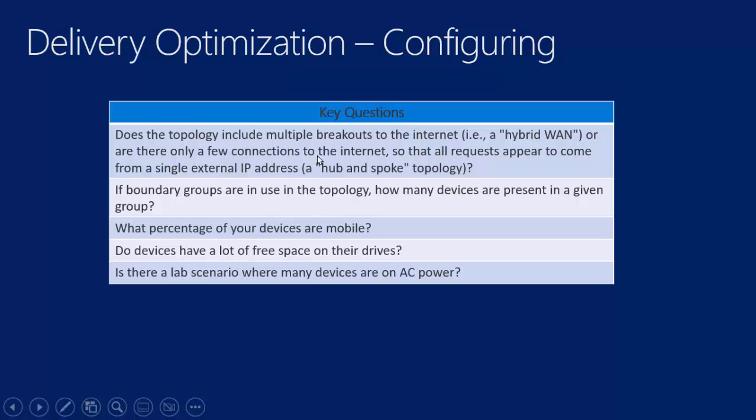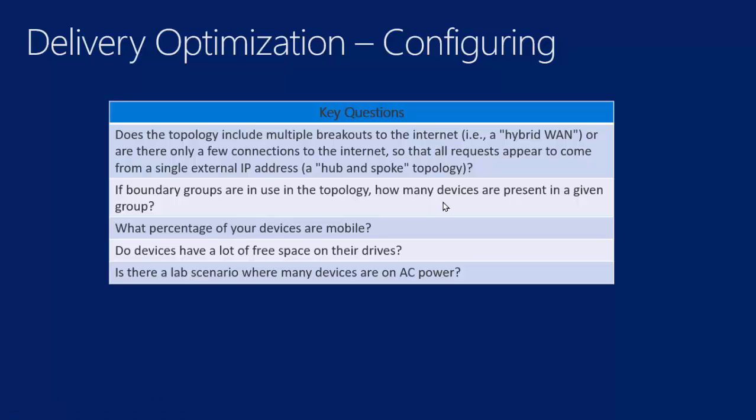So some key questions. As you're thinking about configuring delivery optimization, understanding what your scenarios are so that we can figure out how best to support those scenarios. Like, does your topology include multiple ways to get to the internet, or is it all going through one thing? That will help you decide on things like download mode, how you want to configure that. Is everything behind one NAT, or do you need to figure out another way like using group ID or something like that? Are you using boundary groups in your topology with ConfigMgr?